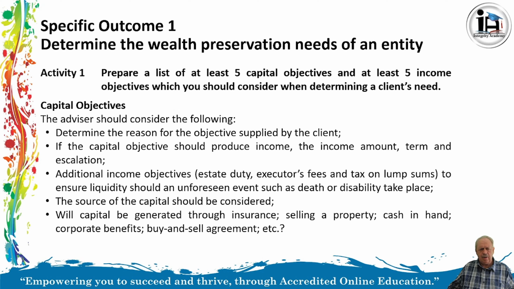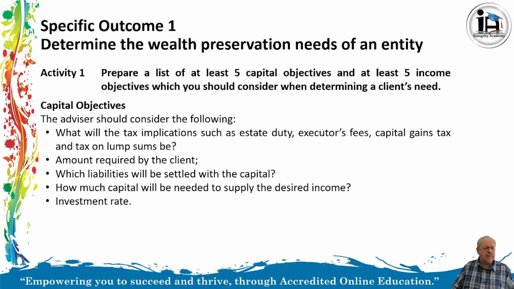That's where a person has a share in a company or part is in a company, and there's an agreement that if should anything happen, he gets disabled, or should he die, that the company then, by way of the buy and sell agreement, will pay out a certain amount to him or to his spouse. What will the tax implications be, such as estate duty?